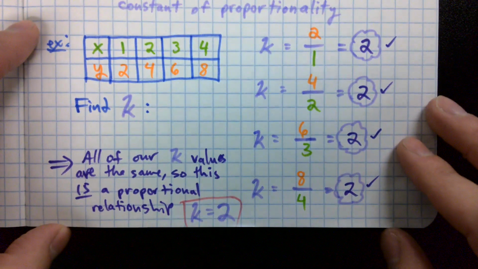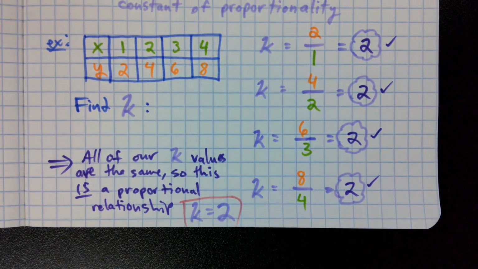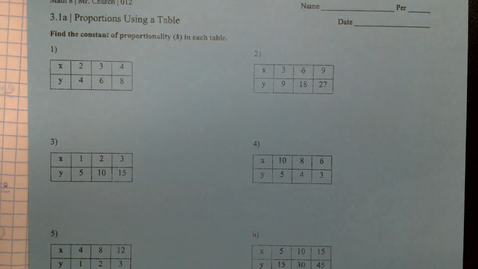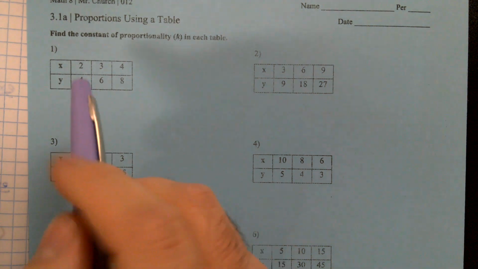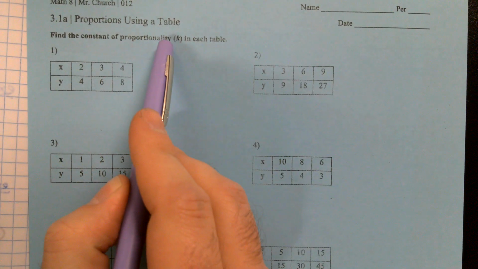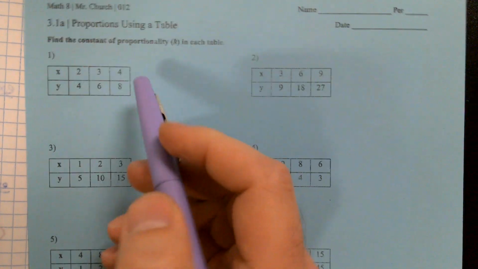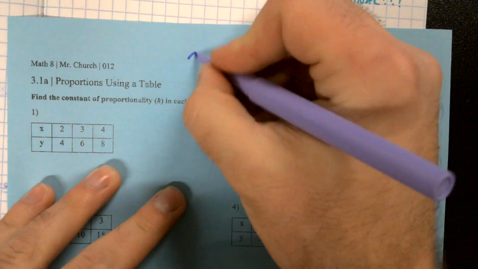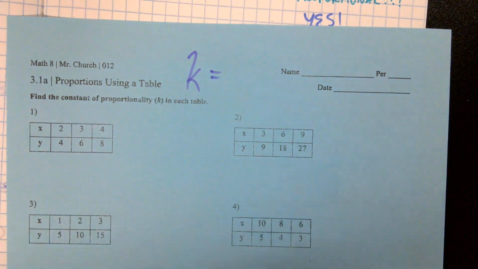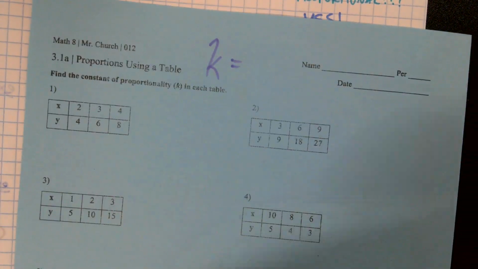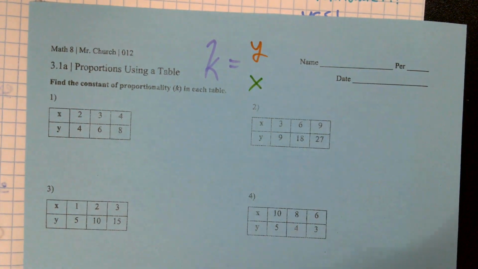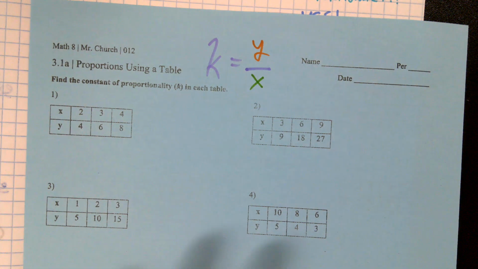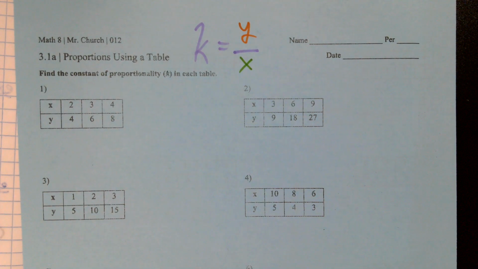Just like that. So if we take a look at worksheet 12 that we're about to get, we got a bunch of tables with x values and y values. All you have to do is find the constant of proportionality, or k, in each of these tables. So at the top, I would just write k is equal to, what again? Y over x. Y over x on the top.